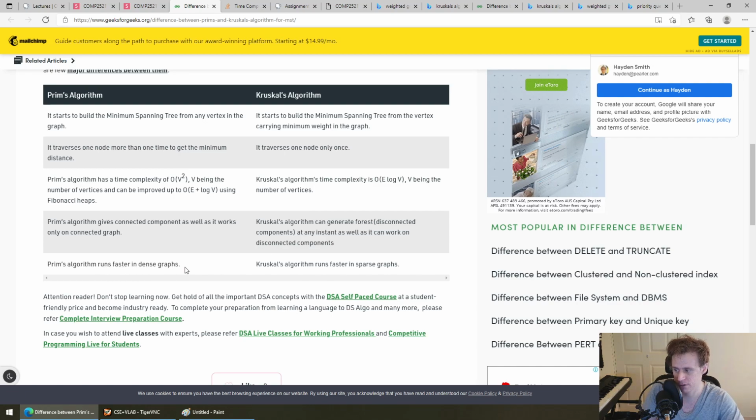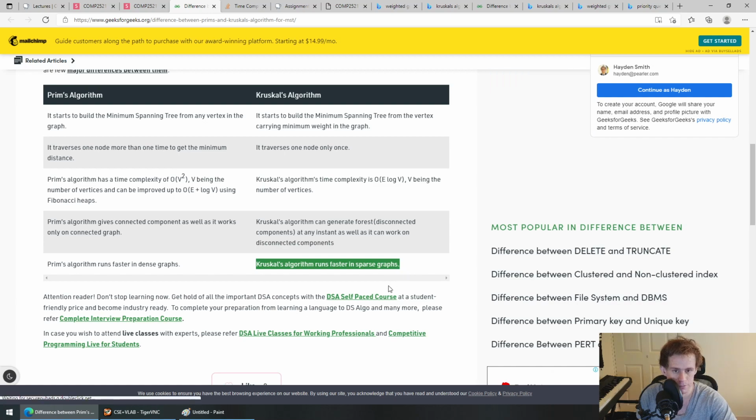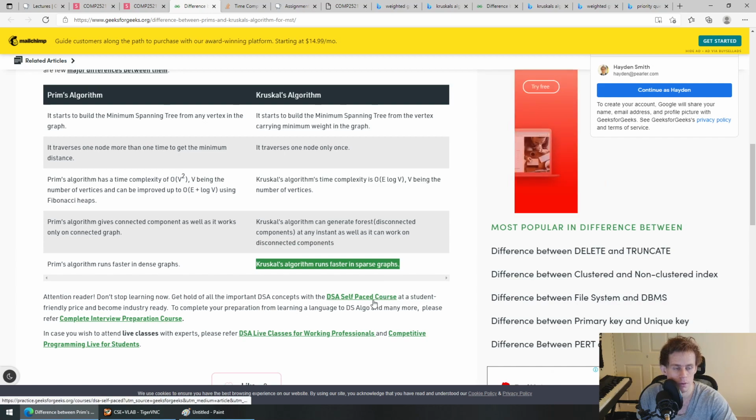Prim's algorithm is generally better for dense graphs. Dense graphs are where you have tons and tons of edges per vertex, as you approach a complete graph. And then Kruskal's is better for sparse graphs, which is where you don't have many edges, basically.